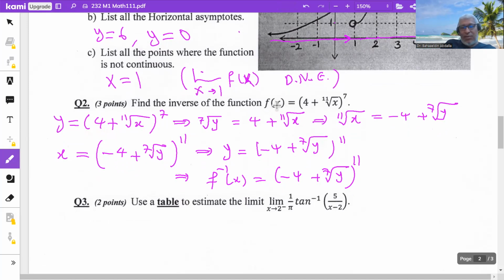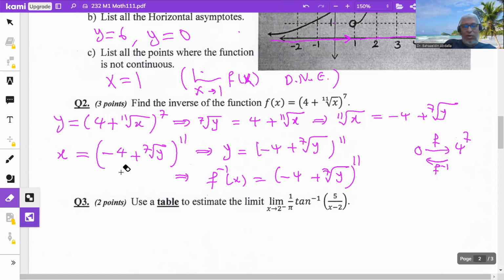If you replace x by 0, what would happen? You will see that f of 0 is 4 to the power 7. So in fact, f takes 0 to 4 to the power 7. If your definition is correct, f inverse should take 4 to the power 7 to 0.